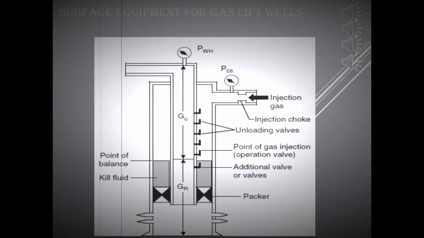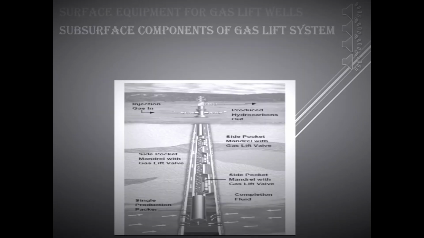The time cycle controller operates with the pilot pressure of 25 pounds per square inch to 40 pounds per square inch, which is obtained either by tapping the injection line gas with pressure-reducing equipment or from compressed low-pressure air line. Next up, subsurface components of gas lift system. There are two main subsurface components of gas lift systems.